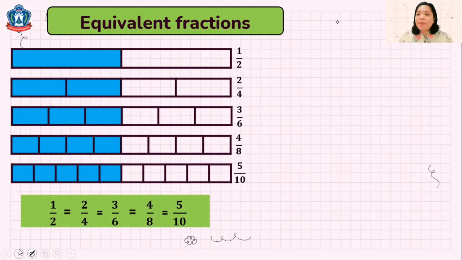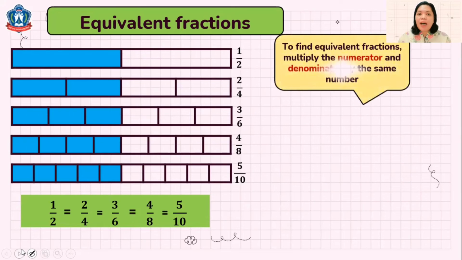Now, how do we find them if we don't have a drawing? We only have the numbers. Take a look here. To find the equivalent fractions of a fraction, all you need to do is multiply the numerator and the denominator by the same number. Let's find the equivalent fraction of 1/2. Let's multiply both 1 and 2 by the same number. Let's multiply by 2. It will give us 2/4, right? Correct.